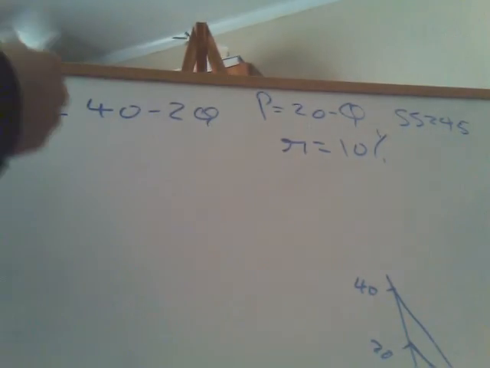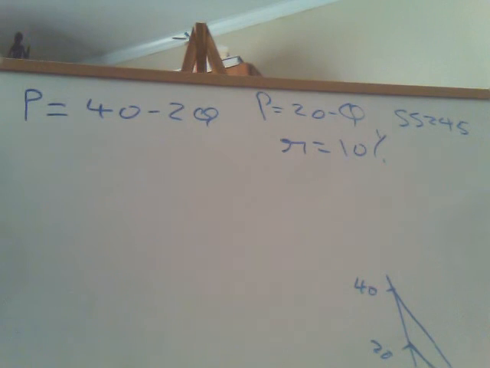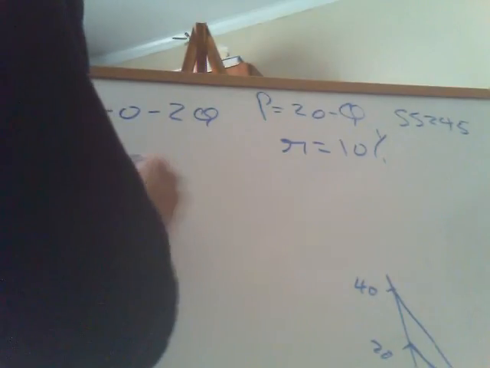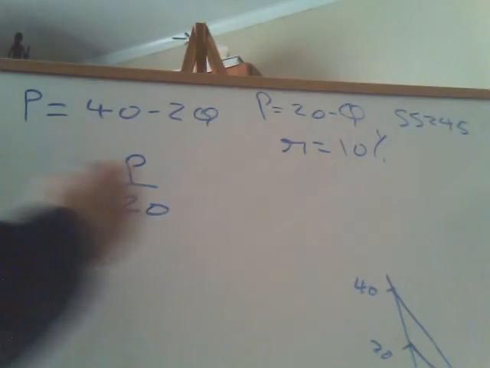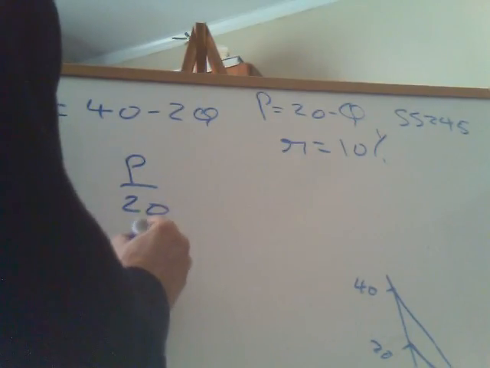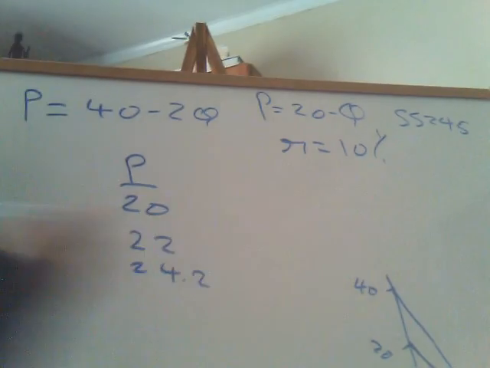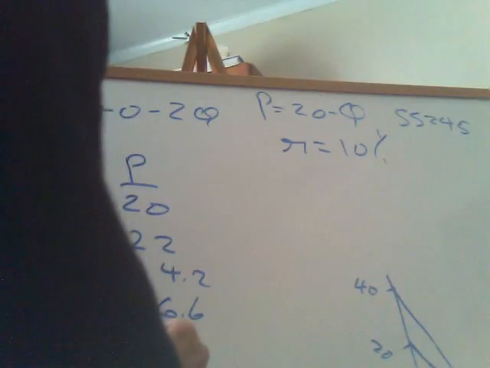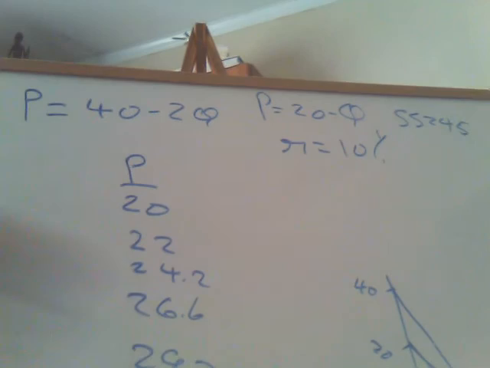I'm not going to go through all of it, but I did it. I'll just save you the trouble right now. I started, the one that really works out will be when the price is 20, and what's going to be the price after that? 22, and then 24.2, and then 26.6, and then 29.2, and so on, right?